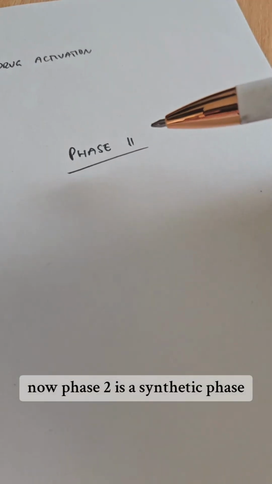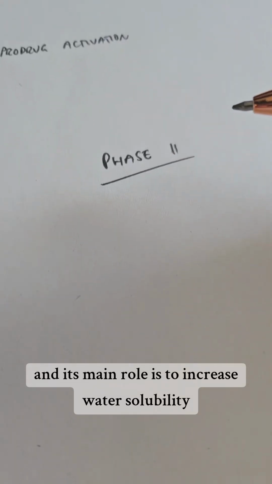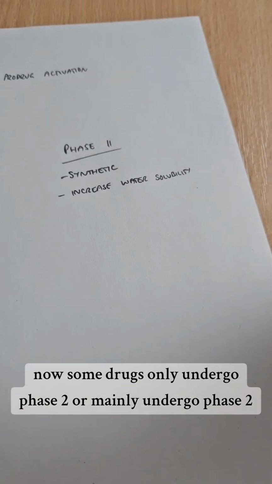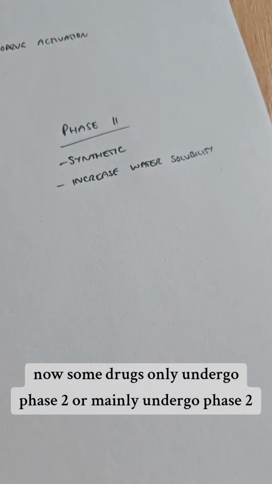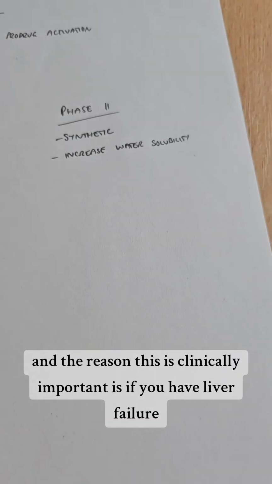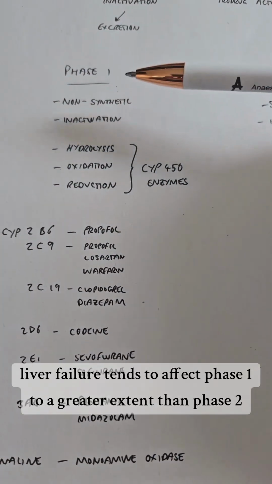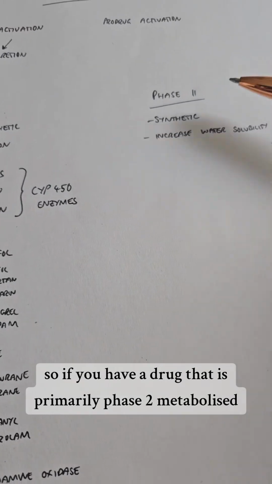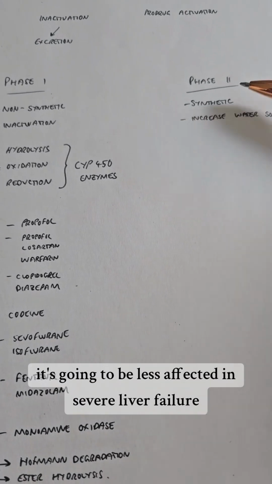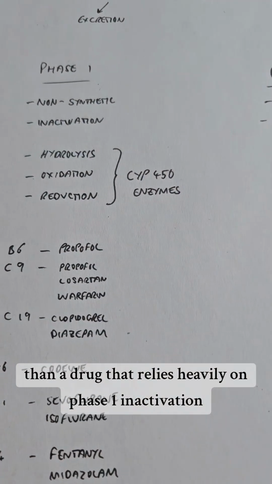Now, phase 2 is a synthetic phase, and its main role is to increase water solubility to make it easier to get rid of the drug in urine or in bile. Now, some drugs only undergo phase 2, or mainly undergo phase 2, such as lorazepam. And the reason this is clinically important is liver failure tends to affect phase 1 to a greater extent than phase 2. So if you have a drug that is primarily phase 2 metabolized, it's going to be less affected in severe liver failure than a drug that relies heavily on phase 1 inactivation.